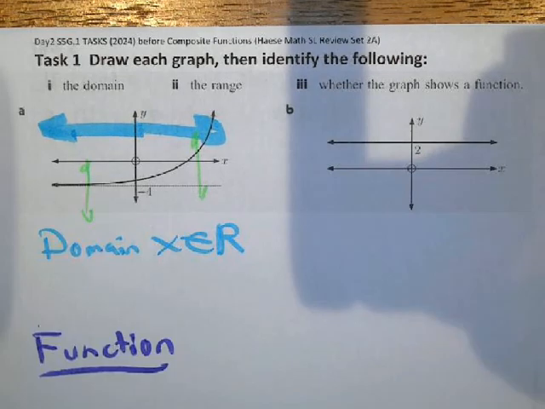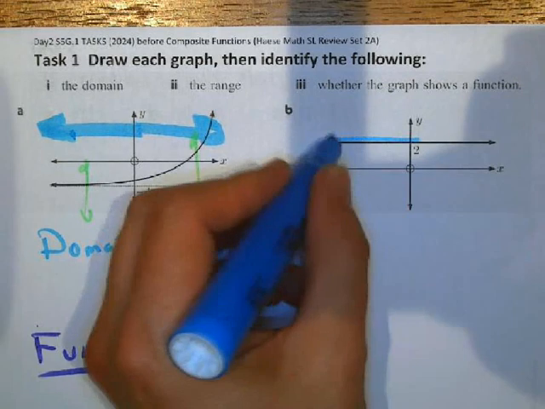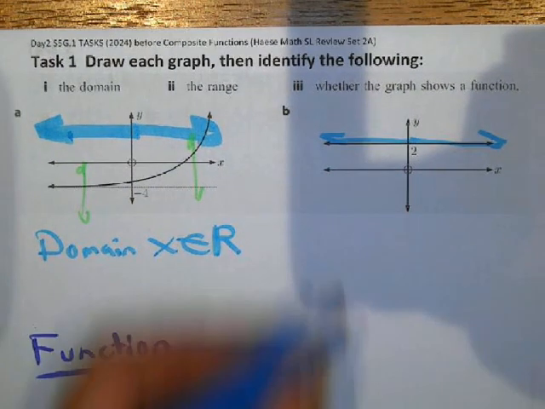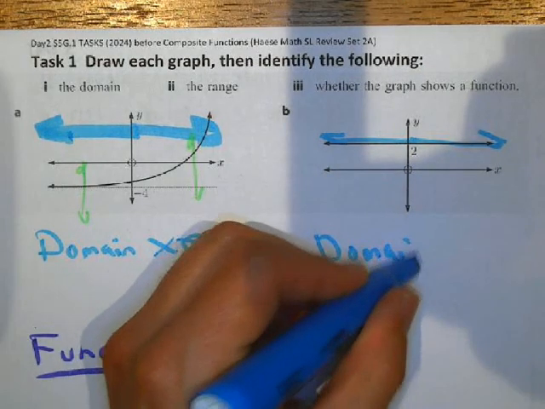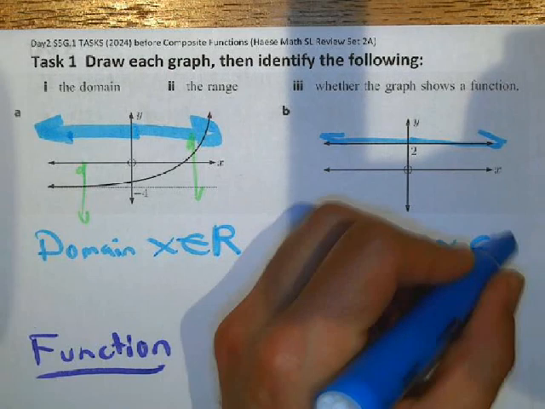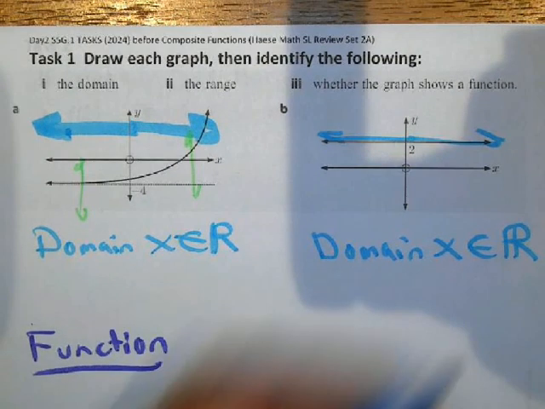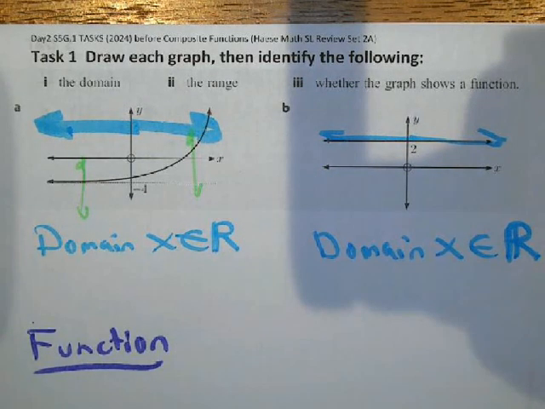Okay? And same thing with this one here. There is a value for every single x available. So the domain on this one is x is an element of all real numbers. Okay? This is not an I R. This is just a funny looking R. They write it like that with two lines.